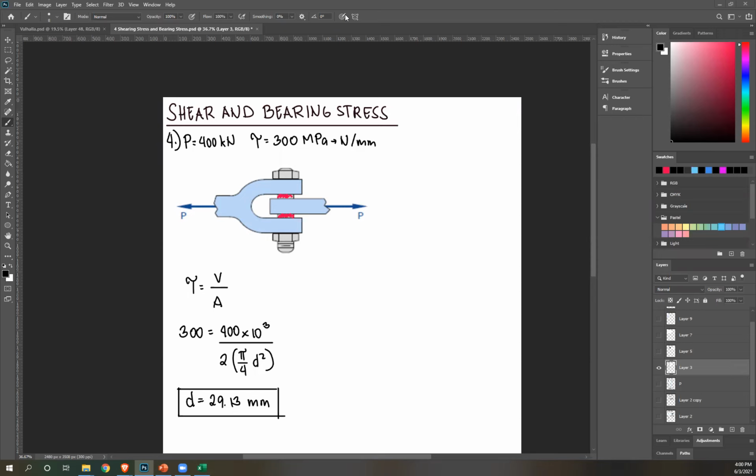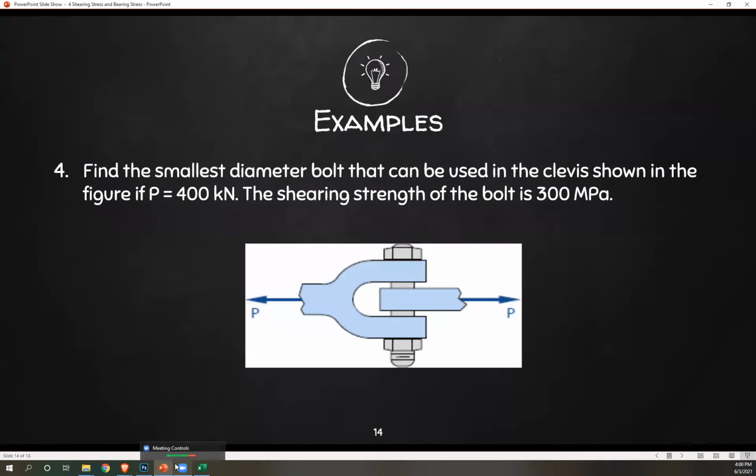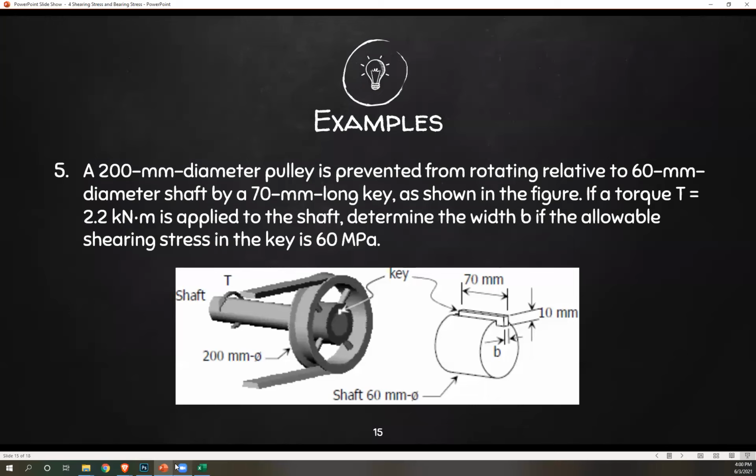Okay, no questions. Let's move on to number 5, and we'll make this the last question for today. Number 5: a 200 millimeter diameter pulley is prevented from rotating relative to a 60 millimeter diameter shaft by a 70 millimeter long key, as shown in the figure. If a torque T equals 2.2 kilonewton meter is applied to the shaft, determine the width B if the allowable shearing stress in the key is 60 MPa.